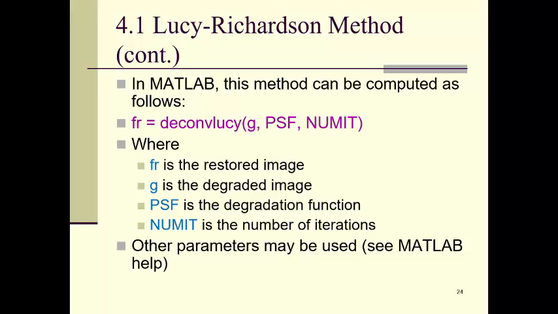Next time, inshallah, we will see the theoretical aspect of the Wiener method as well as the blind method, and we will try to apply them in MATLAB.